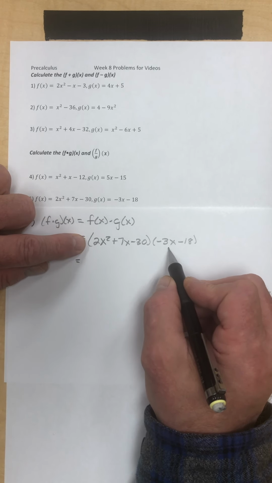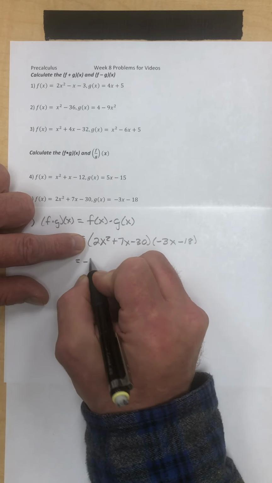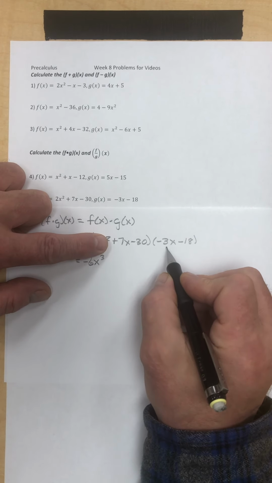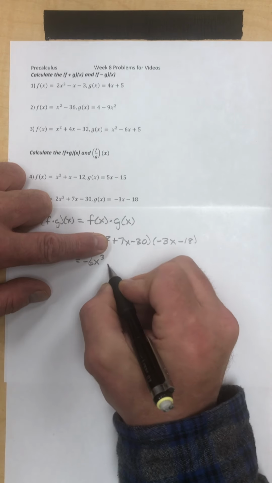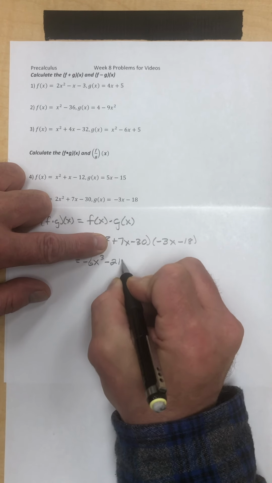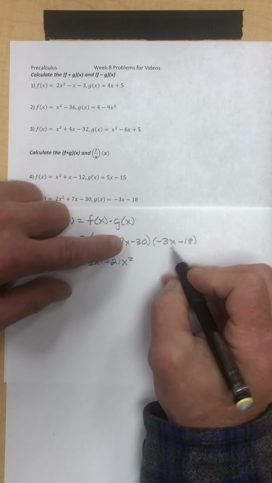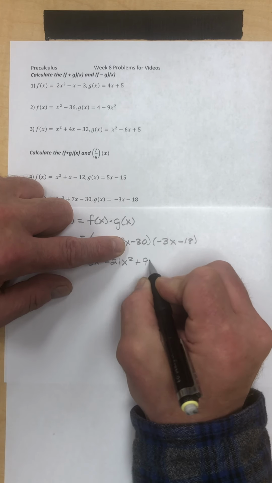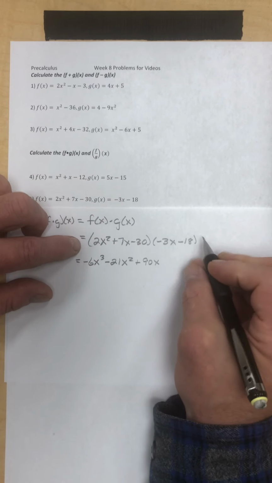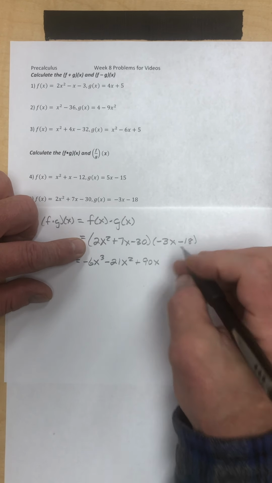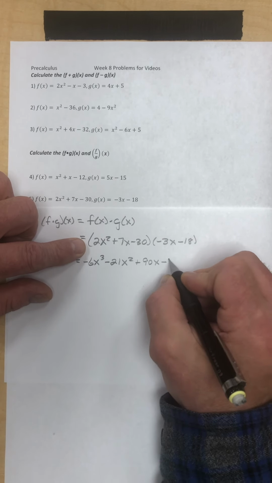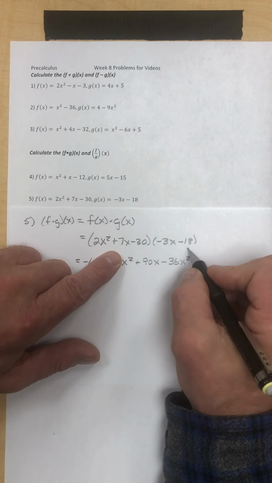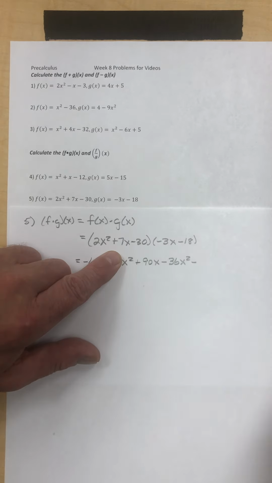All right, so 2x squared times negative 3x, that's negative 6x cubed. Negative 3x times 7x, that'd be negative 21x squared. And then negative 3x times negative 30 would be positive 90x. Okay. Negative 18 times 2x squared would be negative 36x squared.